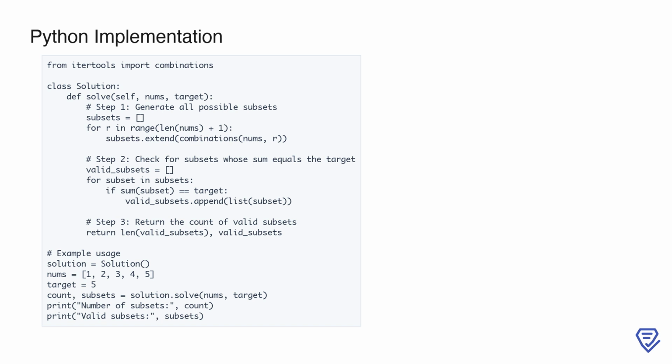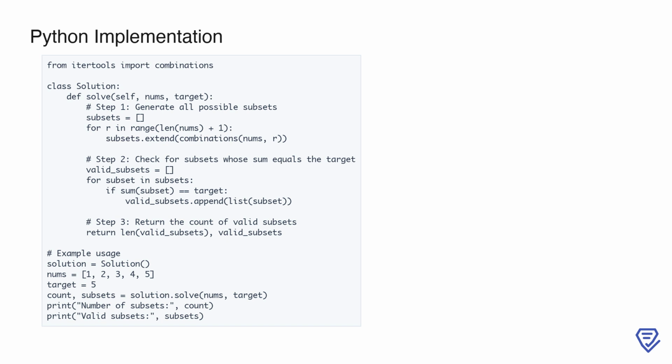4. Subset validation. After generating all subsets, the method iterates through them to check if the sum of each subset matches the target value. Valid subsets are collected in a list called valid_subsets. 5. Result return. The method returns the number of valid subsets and the list of these subsets. 6. Example usage. The provided example demonstrates how to use the solve method. The input list nums is 1, 2, 3, 4, 5, and the target value is 5. The output includes the number of subsets that sum to the target and the subsets themselves.